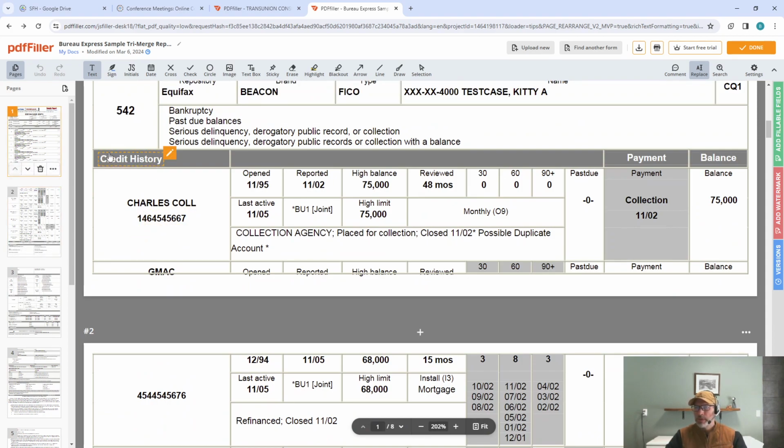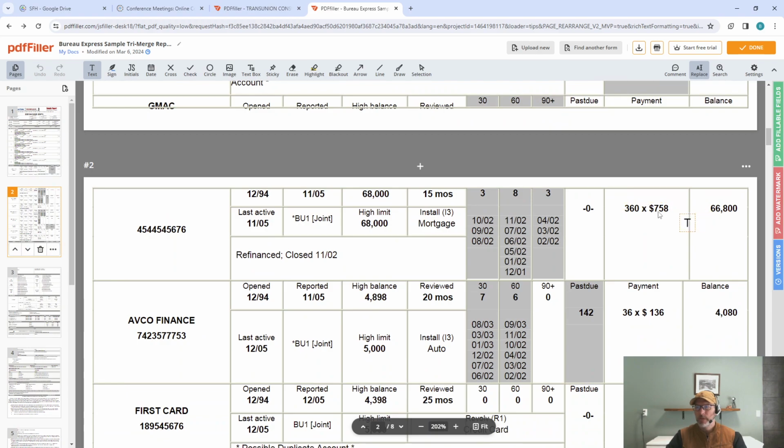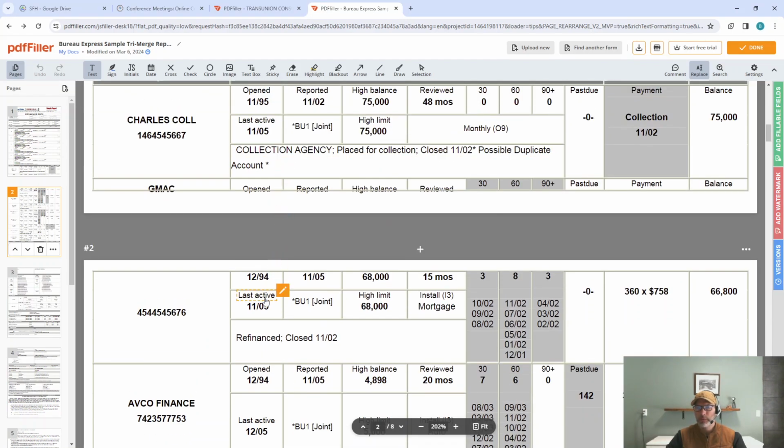So, and this is my mistake, as I was going through, I said this was the collections. They only have the one collection showing here. And then you can see over here it talks about the payment model that they've got. So on this particular account, they have a 360 month, $758 a month. What that means is they were paying $758 a month for 360 months or 30 years. If you look over in this section, this talks about different aspects: when the account was opened, when it was reported, the high balance, the high limit, and how many months it was reviewed.